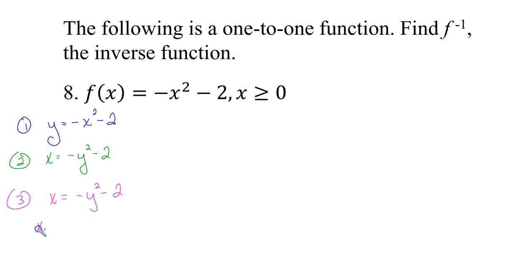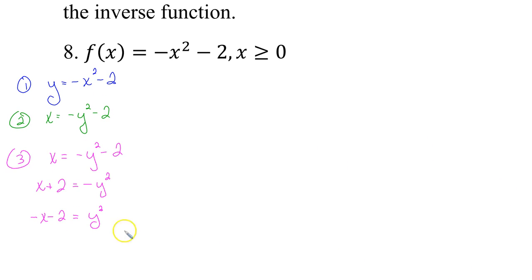Step 3, we're going to take this function and solve it for y. So I'm going to start by adding 2 to both sides. So x plus 2 is equal to negative y squared. Now I have to divide everything by a negative, or I'm multiplying everything by a negative. Either way is going to get me the same results. This is now negative x minus 2 is equal to a positive y squared. We'll move this down just a little bit so we can see. And now we take the square root.